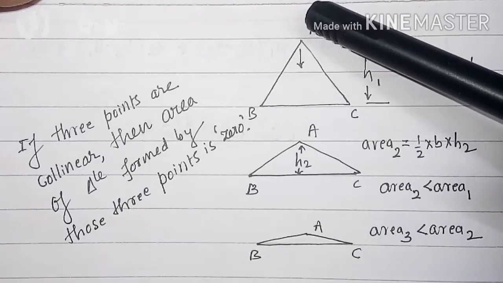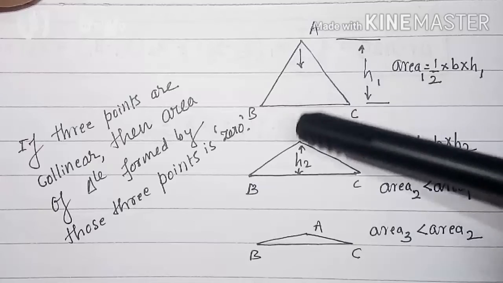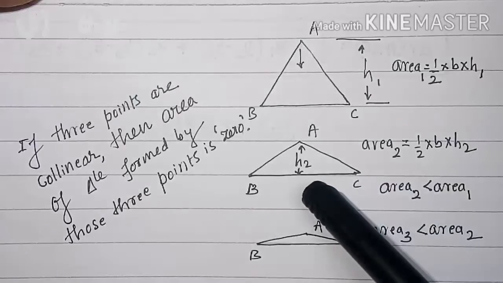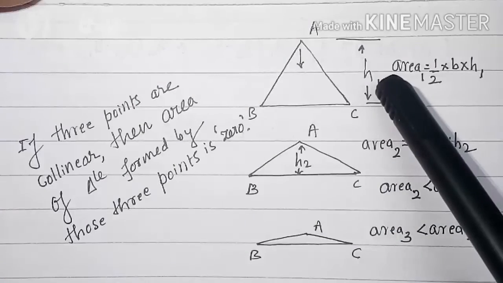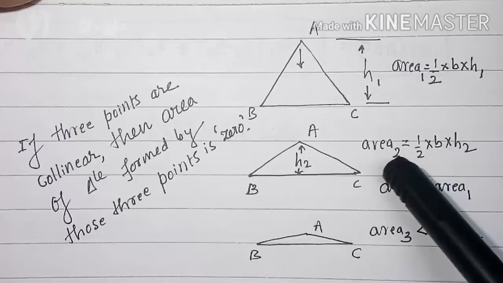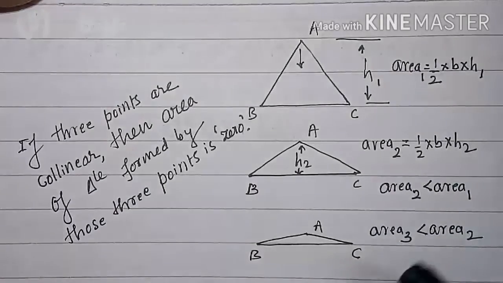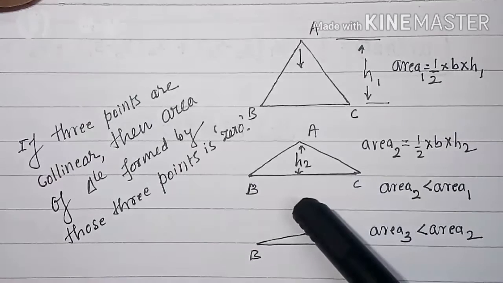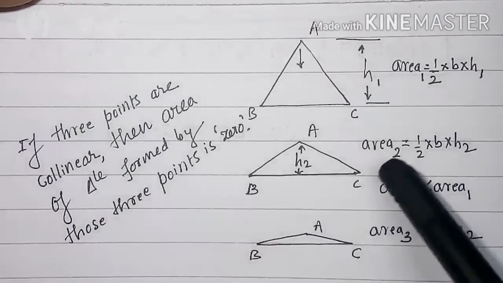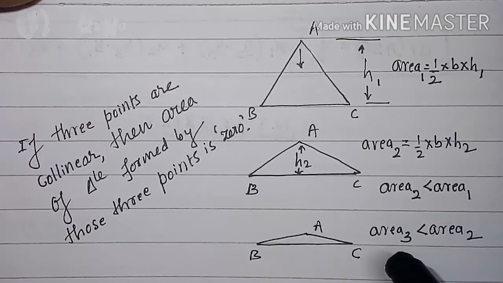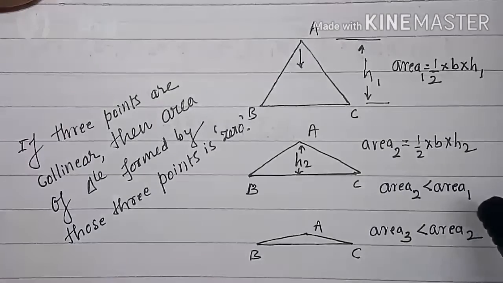Now if I move the vertex A downward as shown in figure 2, the altitude h1 will decrease to, say, h2. In that case, area A2 will be equal to half into b into h2. Since base is same, height is reduced, area A2 will be definitely less than area A1. That is, area A2 is less than area A1.